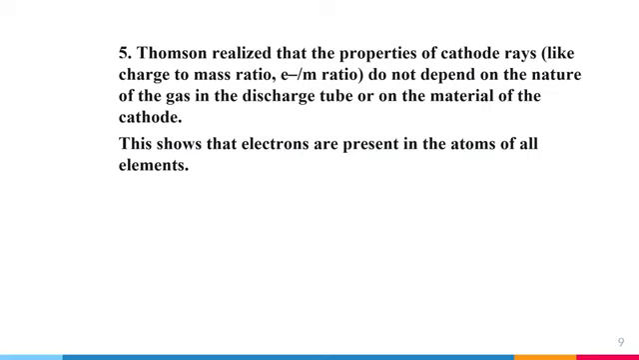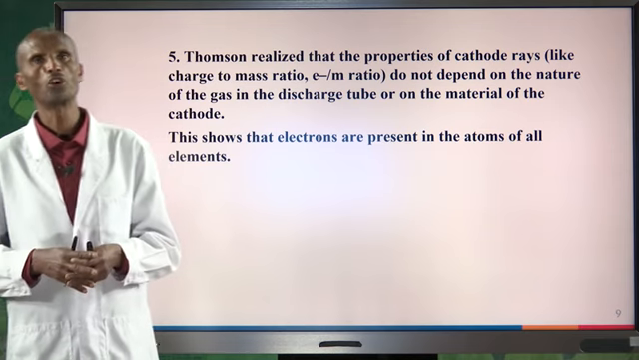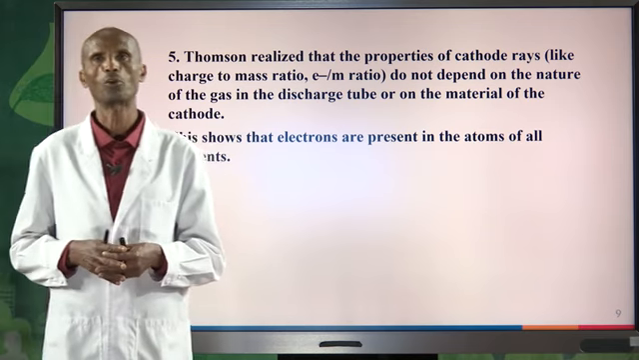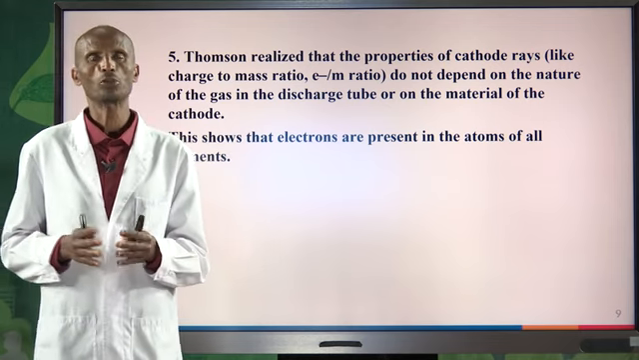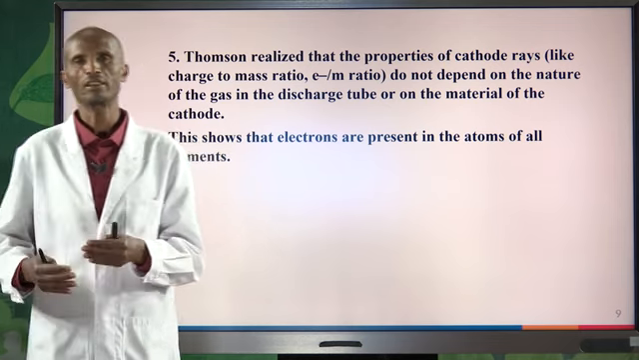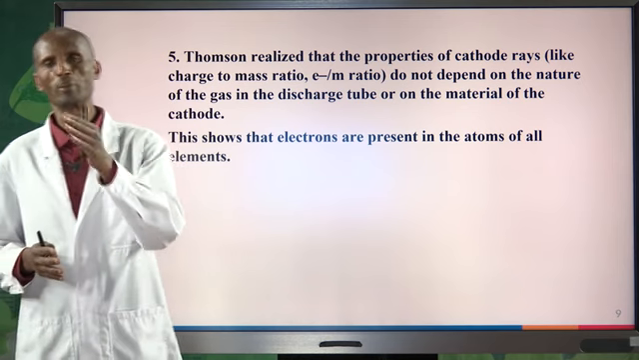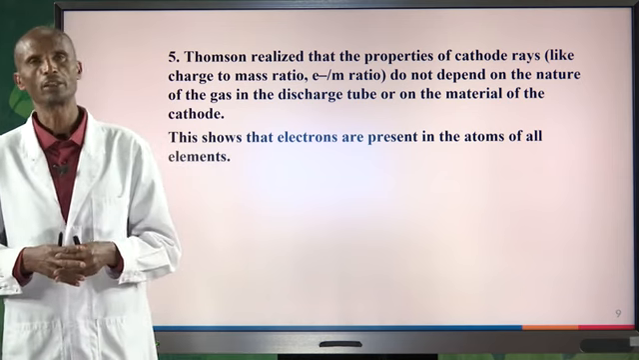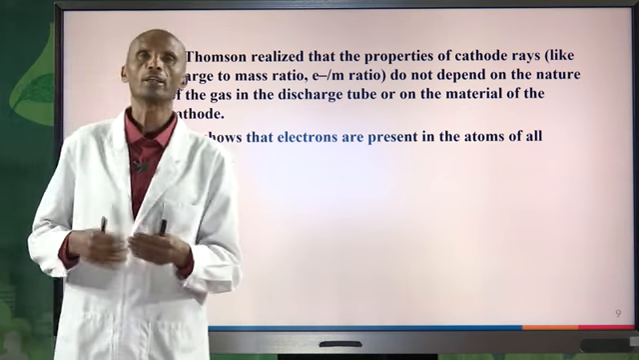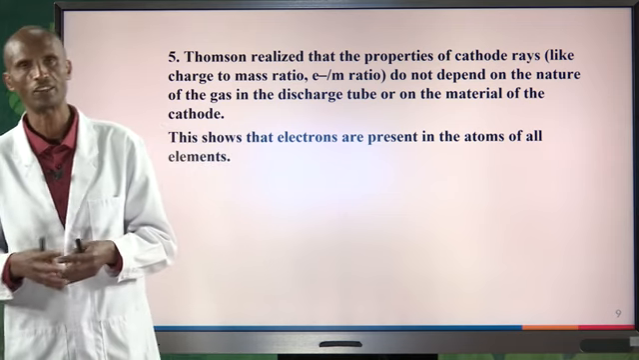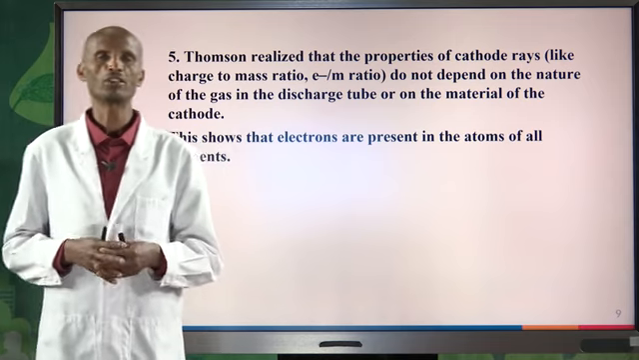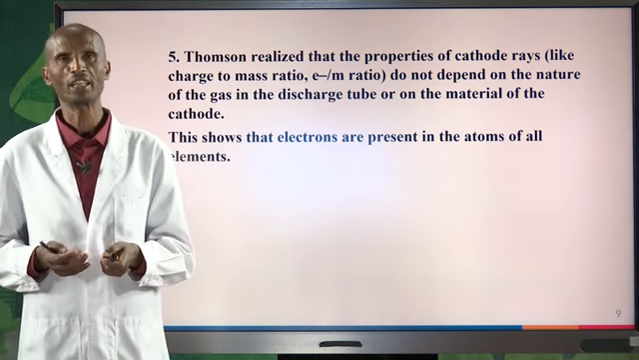The first one is Thomson realized that the properties of cathode rays, such as charge to mass ratio, do not depend on the nature of the gas in the discharge tube or the material from which the cathode ray is formed. In order to detect this, he changed the gas in the discharge tube and also the materials from which the cathode ray tube is formed. So, he observed similar properties for different materials and for different gases. So, he concluded that these cathode rays exist in all materials.